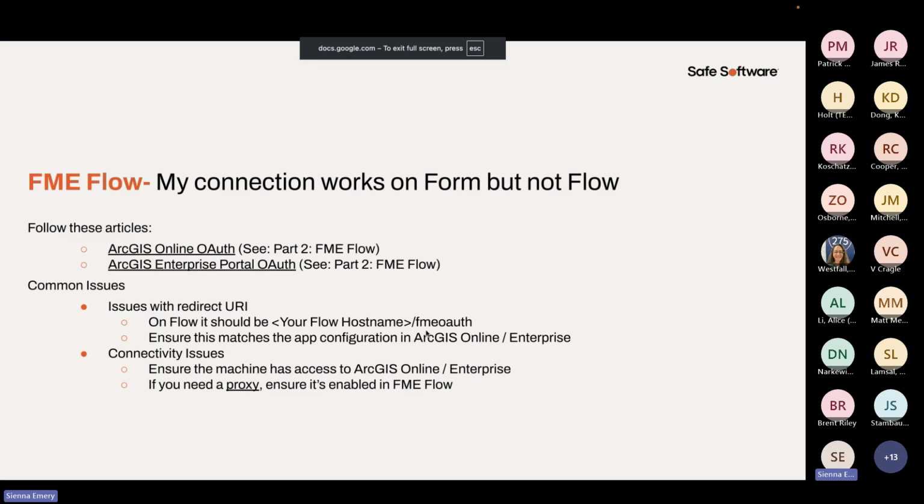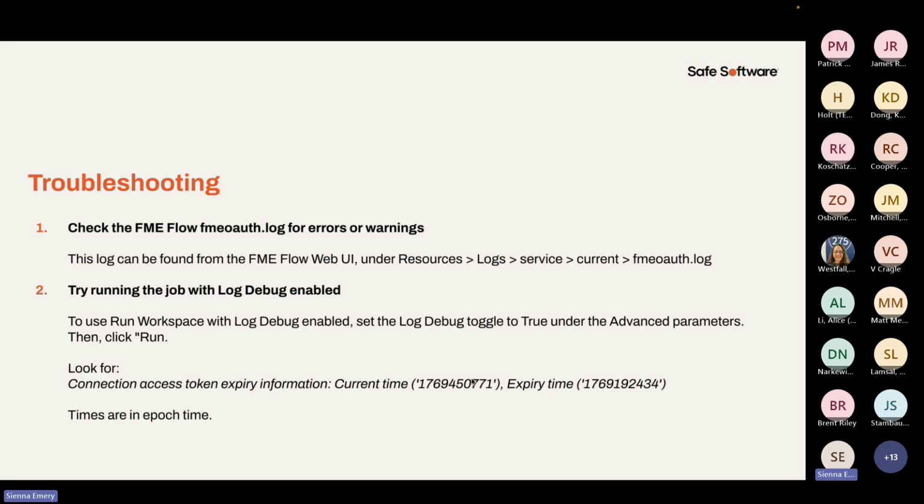And then again, if it's not the redirect URI, the next thing I would look into is, does the machine have access? And then also, is there a proxy issue? Do you need to enable your proxy in FME Flow? Some more troubleshooting steps you can potentially do for this: there's an FME OAuth log. If there's an issue with FME OAuth, it should be documented in that log. You can find that under the service, current, and then FME OAuth logs.